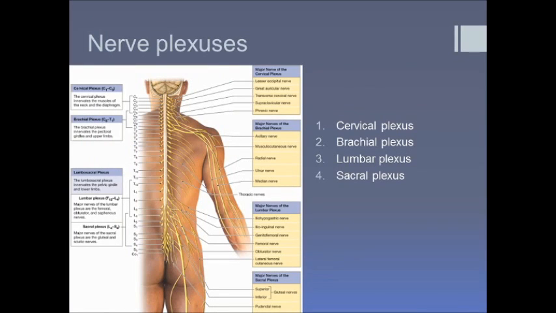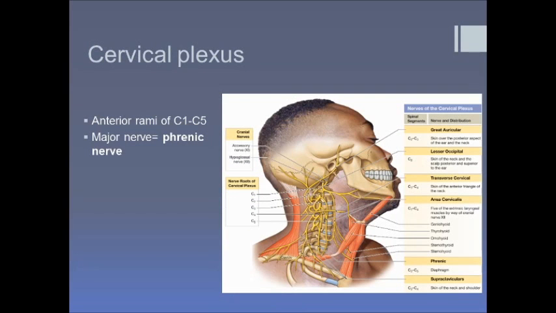Nerve plexuses are larger bundles of nerves that branch off of these spinal nerves. There are 4 main plexuses: cervical plexus, brachial plexus, lumbar plexus, and sacral plexus. The cervical plexus is composed of the anterior rami of C1 through C5. It innervates the muscles of the neck and thoracic cavity, specifically the diaphragm is the most important one, and that's innervated by the phrenic nerve.